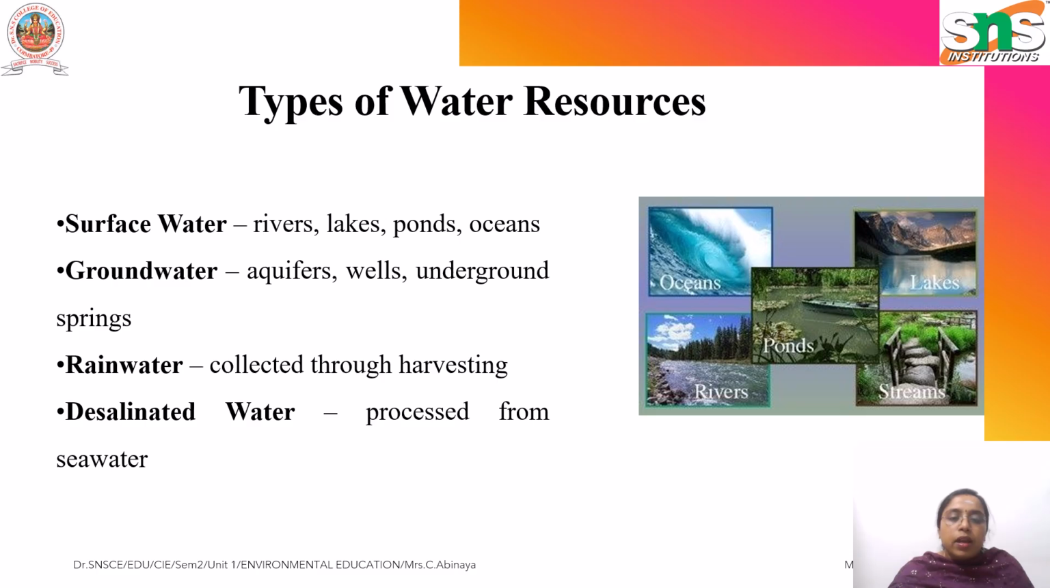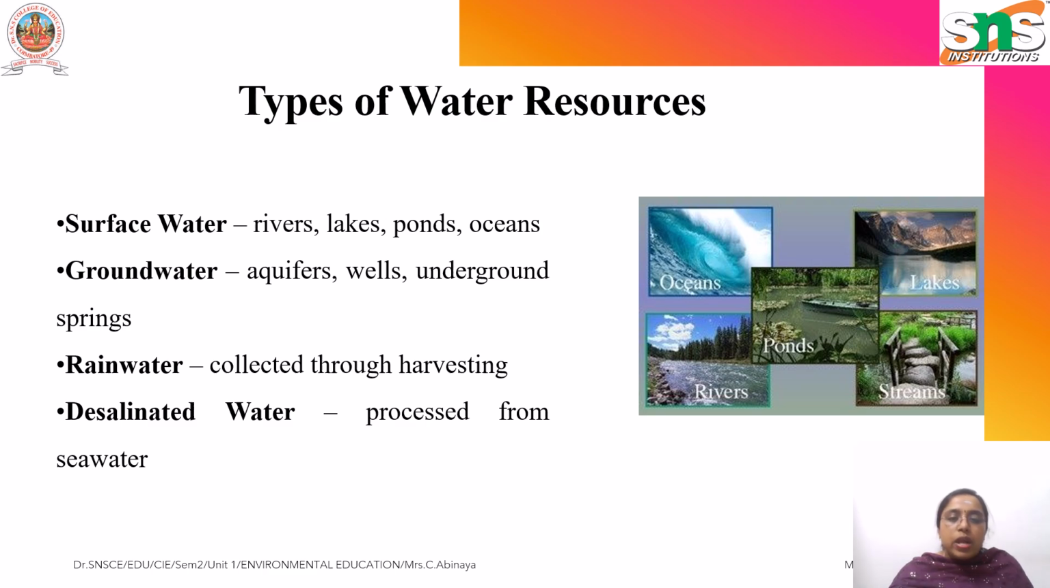Glaciers and ice caps. Massive reserves of frozen fresh water are found in glaciers. These are located in the polar regions and high mountains like the Himalayas. When the glaciers melt, they feed rivers, and climate change is causing rapid glacier melting, which is affecting the water availability.